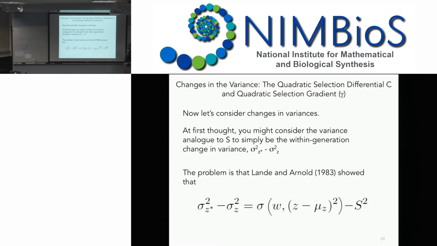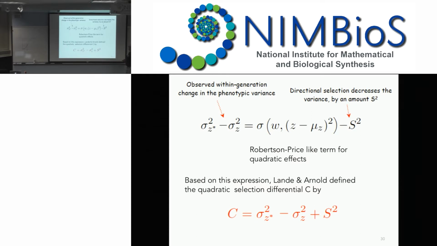If I scale it to have the mean of 0, which is easy to do, this would be the covariance of W and Z squared. That seems to be the natural metric for the quadratic selection differential, and in fact, that's exactly how it was defined. So this is the quadratic selection differential. It's the change you see corrected for S squared. Why? This is really what we want. That's a Robertson-Price-like term for quadratic effects.